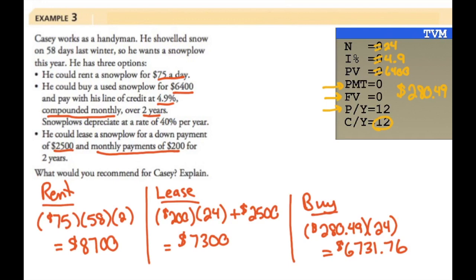If he rents it, he's going to have to shell out $75 every day that he wants it. He also has to deal with the possibility that the rental company may not have a snowplow available to him. If he leases the snowplow, at the end of the 2 years, he will have to give it back to the company, and then he'll either have to get that one back at a different lease or perhaps get a new one. So in this case, buying checks off all of the boxes for being the most advantageous way to get this snowplow.